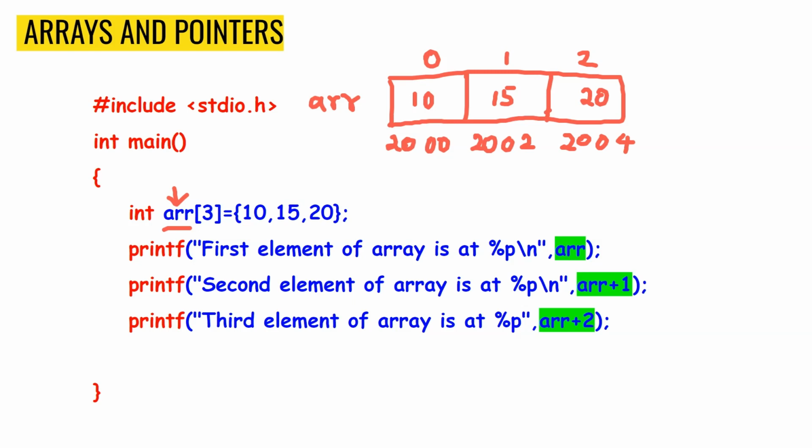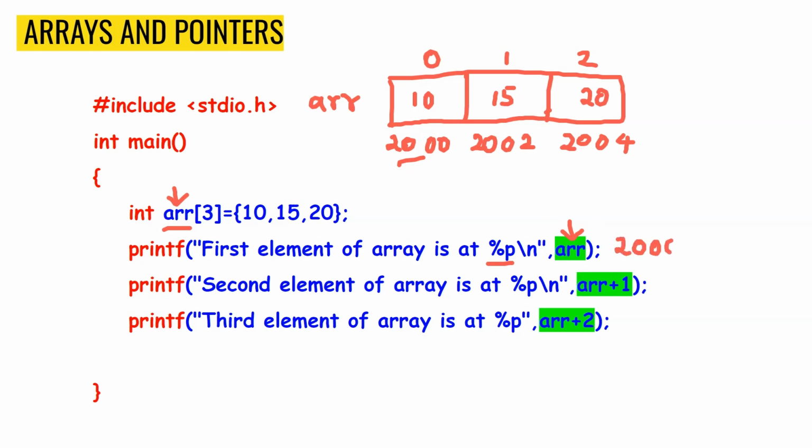In the printf, we are printing the address. The first element of the array is at %p, which means that the format specifier is used for printing an address, and the variable we are using is ARR. It is the array name. The array name holds the base address of the array. The base address of the array is 2000, say for example. So it will print the initial address of the array.